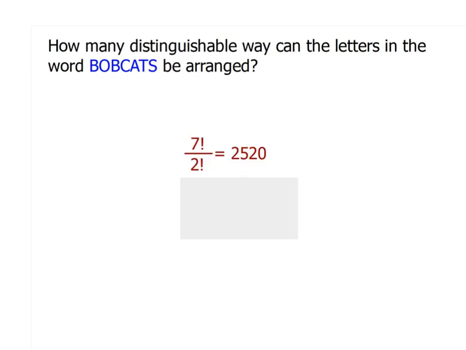Okay, there's a total of 2,520 different ways to arrange the letters of the word bobcats. There are 7 letters total, so that's where we get the 7 factorial from, is the total. And then B repeats twice, and that's the only letter that repeats, and so that's the 2 factorial. We divide it, you get 2,520.